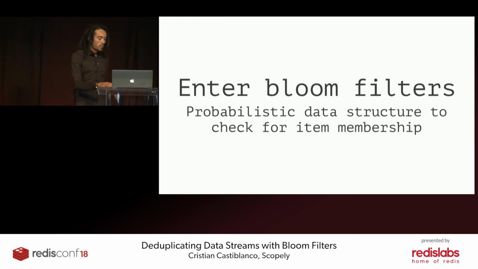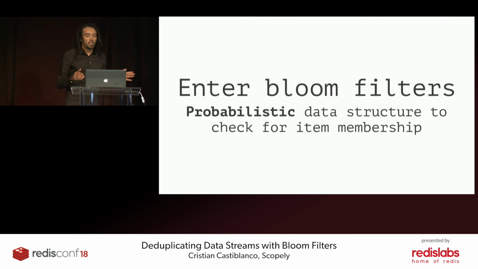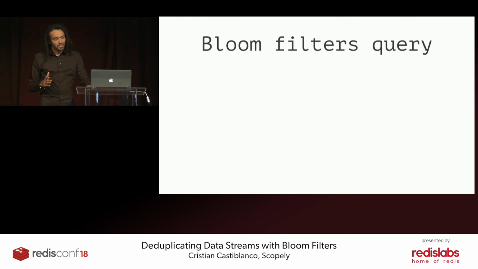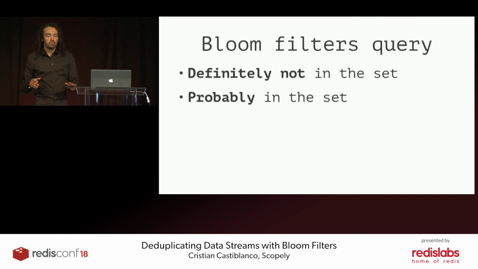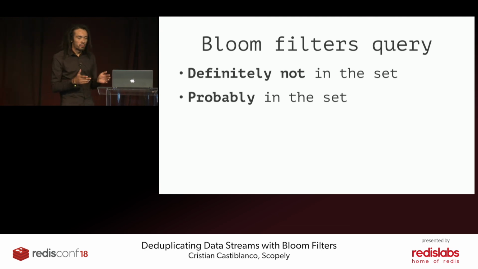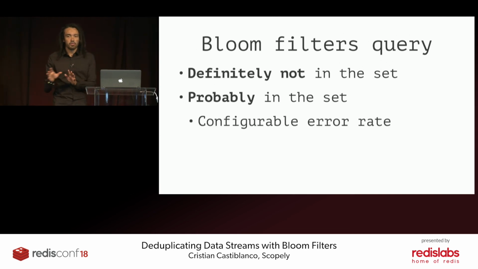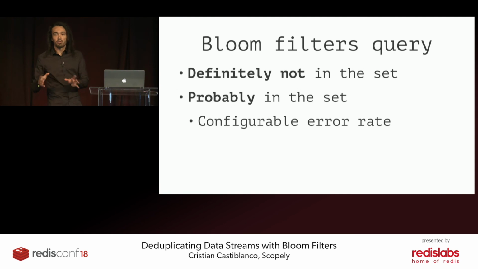Now, the key word here is probabilistic. When you see probabilistic in a data structure, you know something's going on, right? So in the case of Bloom filters, when you query a Bloom filter, you get two answers. You get either, hey, this item is not in the set at all, or it's probably in the set. So there's room for error here. One interesting thing about Bloom filters is that this error rate is configurable at the moment that you create the filter.